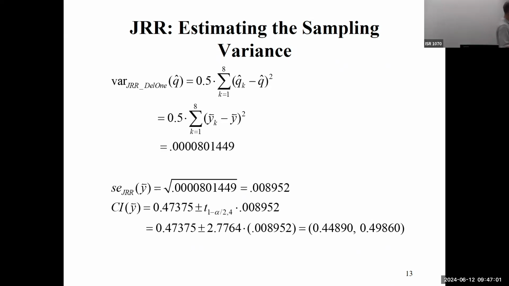What we're going to do is build up this 95% confidence interval using each of the different variance estimation methods and see how they compare. So that would be our jackknife variance in this 2 cluster per stratum design.